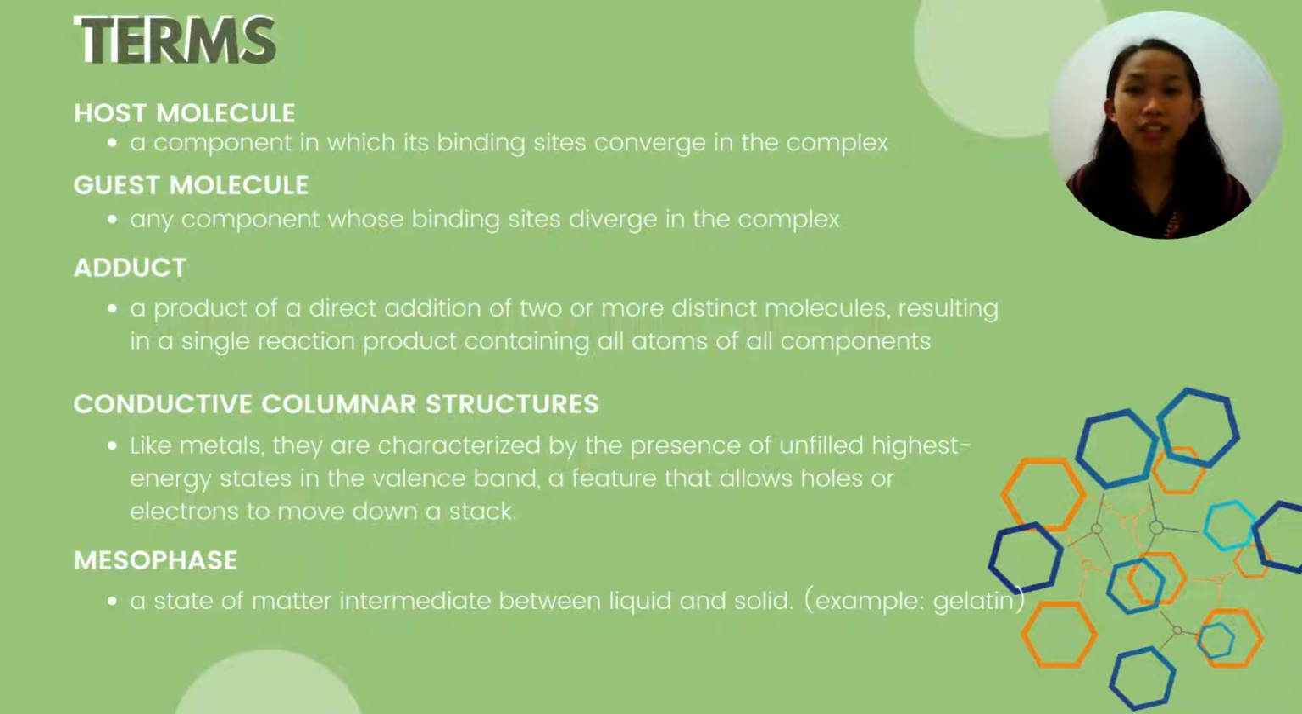Next one is the conductive columnar structures. Like metals, they are characterized by the presence of unfilled highest energy states in the valence band. This is a feature that allows the holes or electrons to move down a stack. Lastly is the mesophase. This is a state of matter intermediate between the liquid and the solid. One common example of it is gelatin.